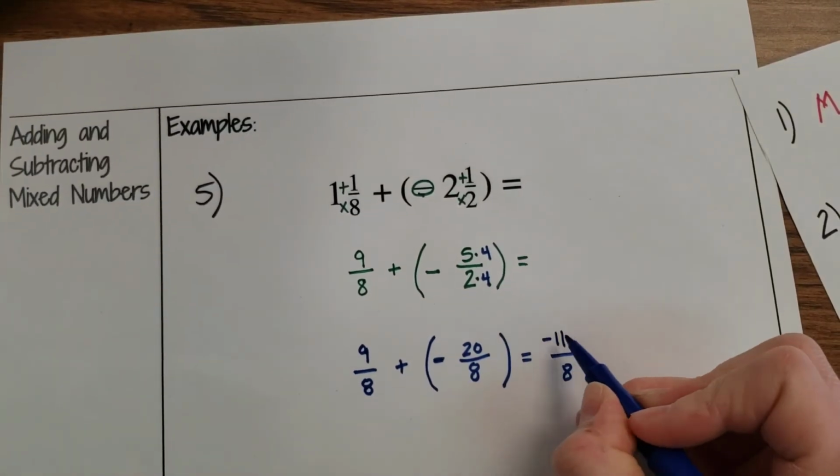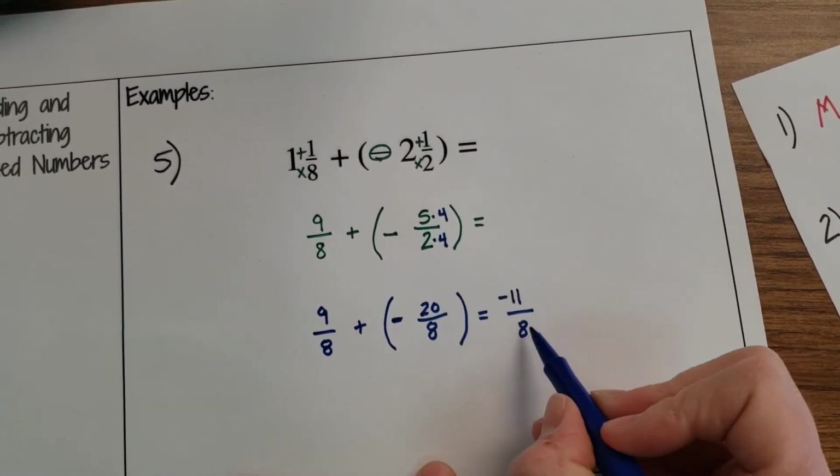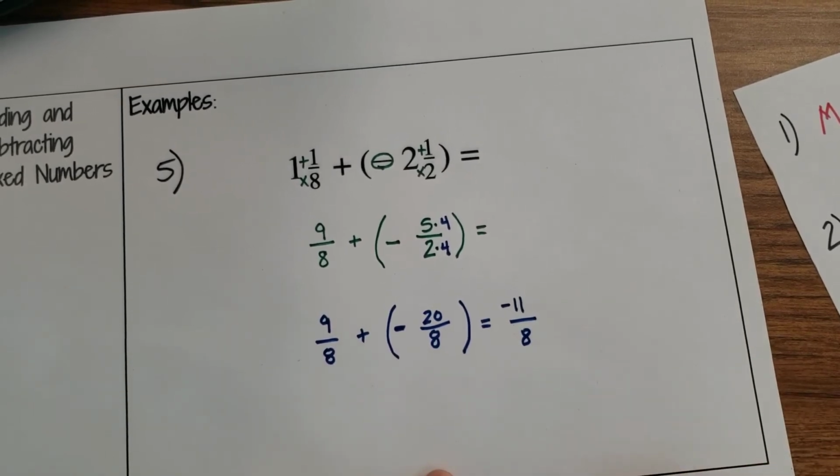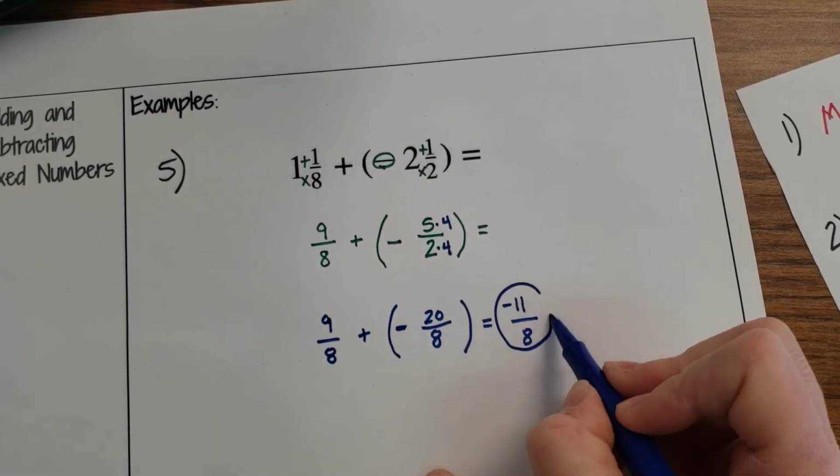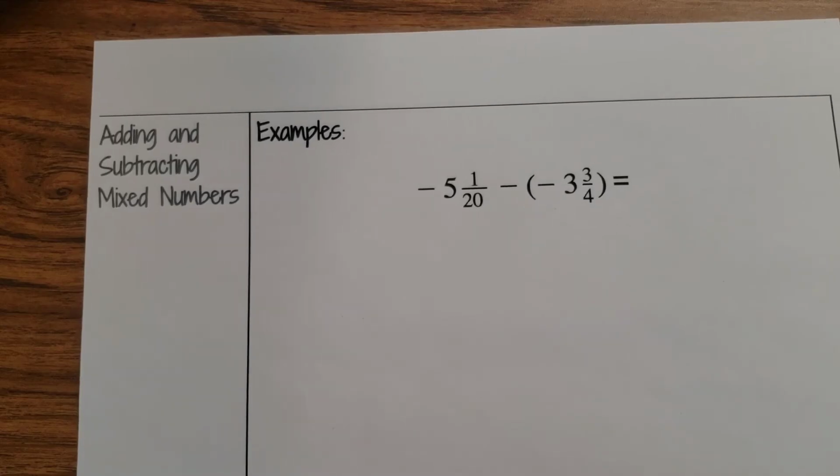Remember, we can leave our answer improper. That's okay, but we want to check, can you simplify it? 11 and 8, can you divide them by a common factor? Nope, we're good to go. And there we've got it. Ready for the last one?